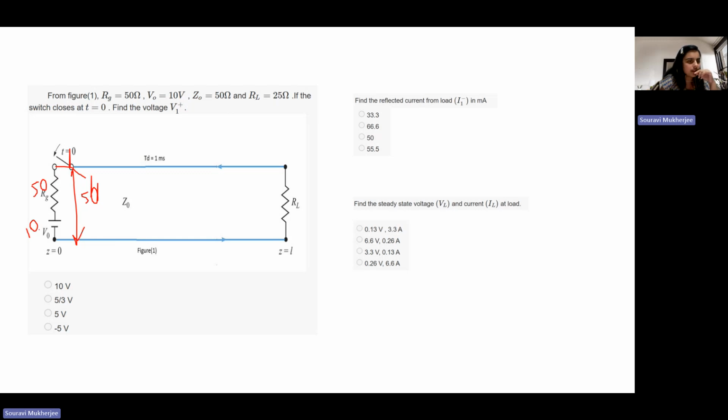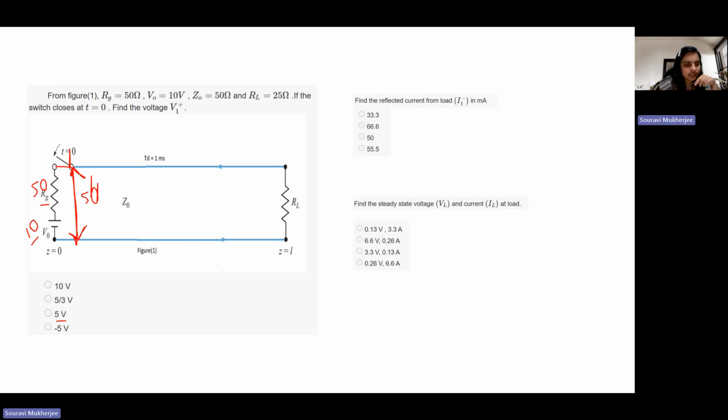So what this means is, now when this voltage, there'll be a voltage drop at RG, and there'll be a voltage drop across this point. So if this is 50, this is 50, that means the voltage will get divided, right? You would have a 5-volt drop at RG, and then you'll have a 5-volt drop across this point, and that is what you are asked to find. So that means V1 plus should be equal to 5.